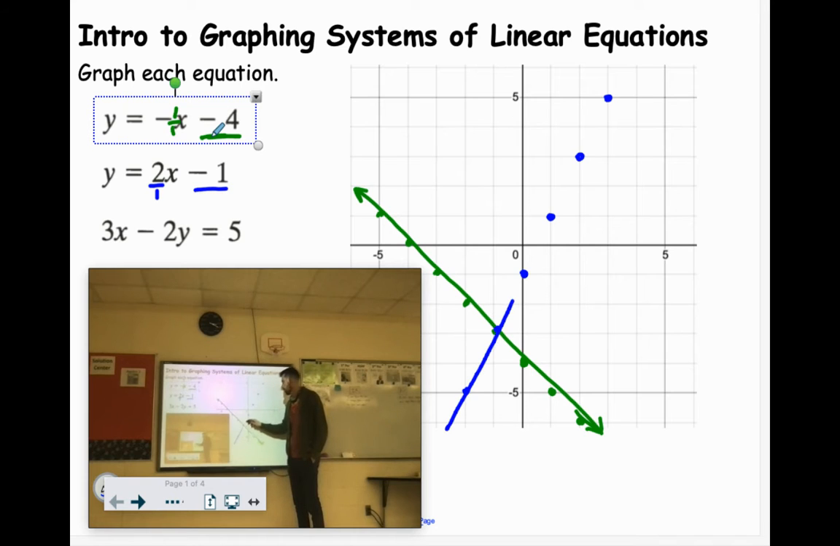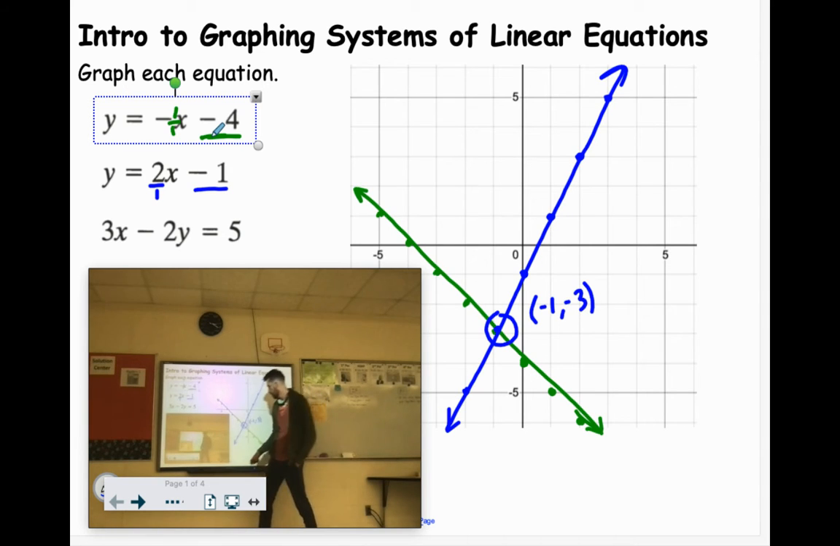Now, if this was a system of equations, which it's not, they're just telling us to graph all three of these, then you would see where they cross each other, and you would write that coordinate. The coordinate there is negative 1, negative 3. So that would be your answer. That's where we're going eventually.